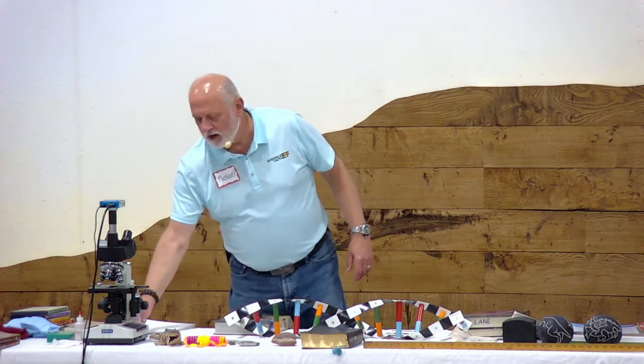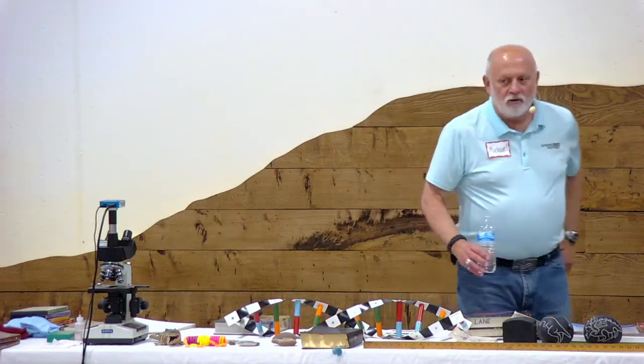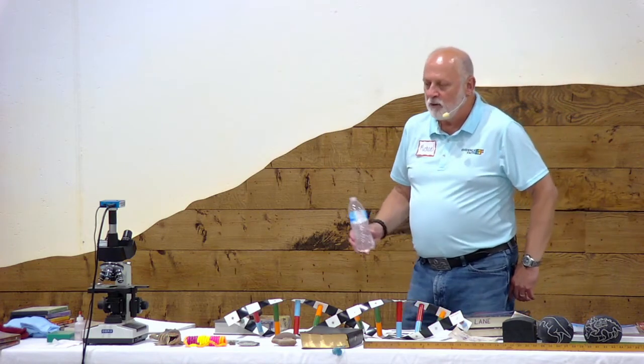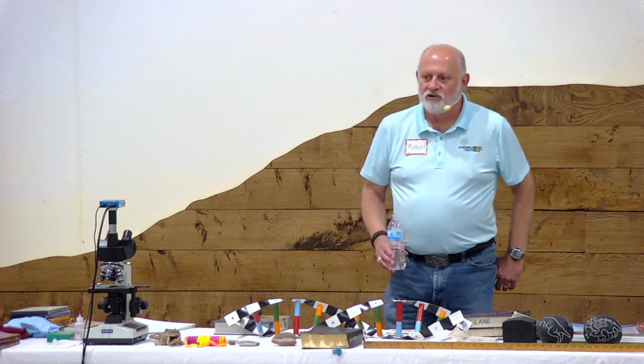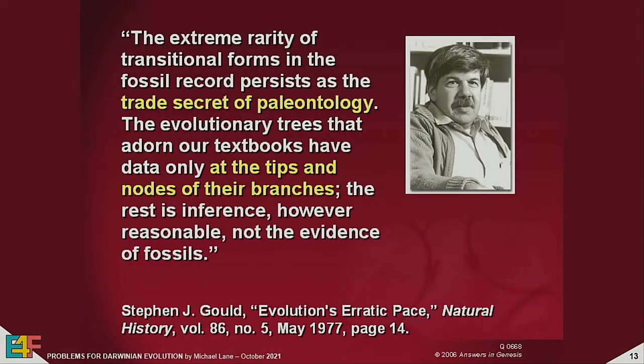Stephen Jay Gould, probably the greatest biologist of the 20th century, wrote in a paper published in Natural History called Evolution's Erratic Pace. Now, he is not a believer. He is not a Christian. But he acknowledged something very, very interesting. He says, quote, the extreme rarity of transitional fossils, that's the fossils that show all these mutations, going from an earthworm to a grasshopper, the fossils that Darwin called transitional fossils, the rarity of transitional fossils in the fossil record persists as the trade secret of paleontology.